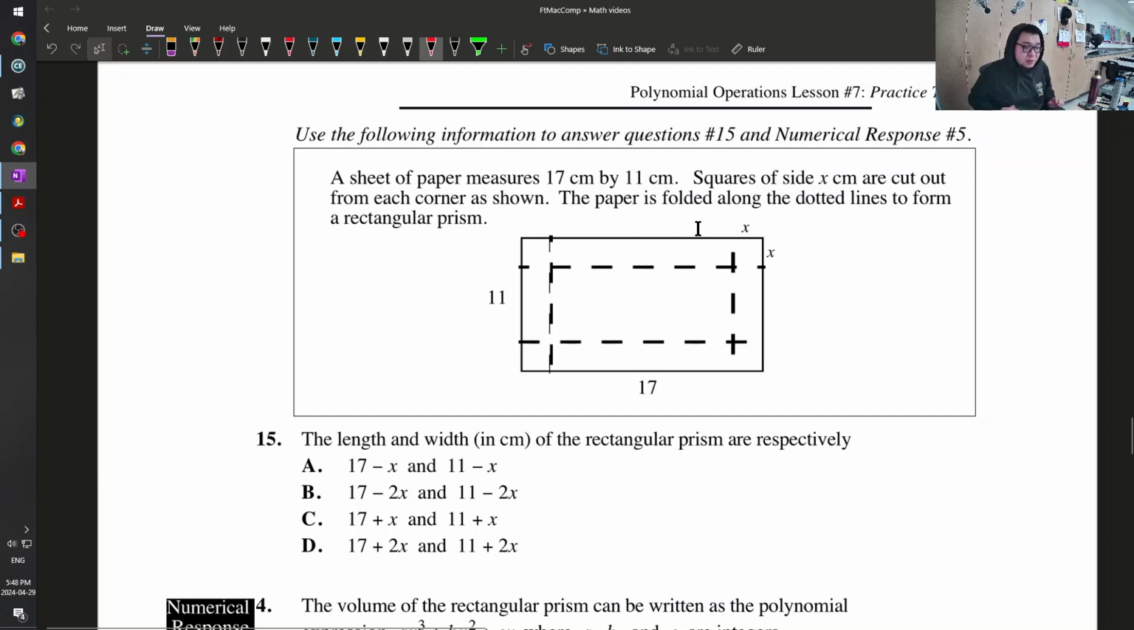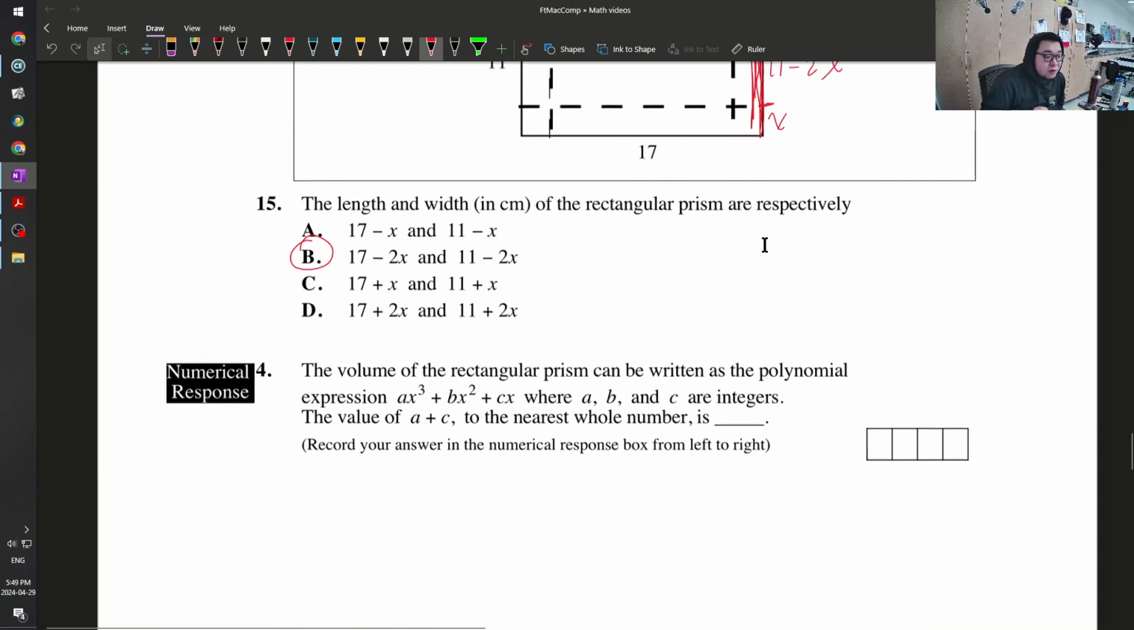Okay, so when you cut a square off the top, so this whole thing, oops, I changed to a different color. This part is hard to see. So this whole thing is 11, and you're cutting out 2 pieces that are worth x, so the middle is 11 minus 2x. Same thing right here. This whole thing is 17. You're cutting out 2 x's on either side, so the middle is 17 minus 2x. So 17 minus 2x and 11 minus 2x, 15 is B.